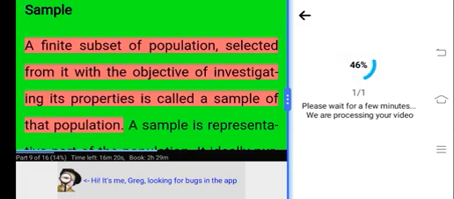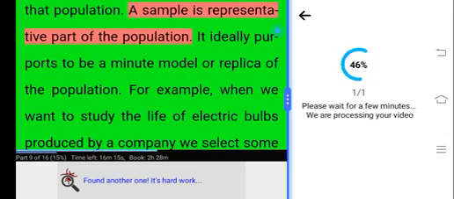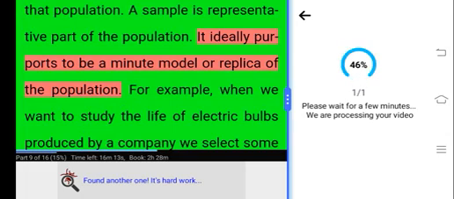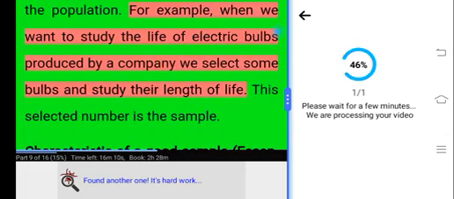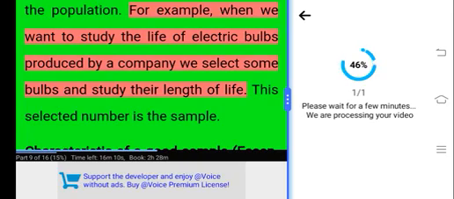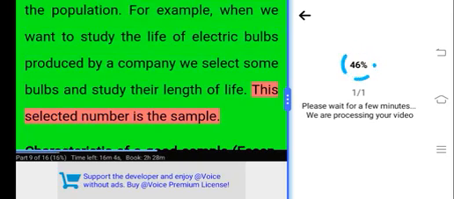Sample. A finite subset of a population, selected from it with the objective of investigating its properties, is called a sample of that population. A sample is a representative part of the population. It ideally purports to be a minute model or replica of the population. For example, when we want to study the life of electric bulbs produced by a company, we select some bulbs and study their length of life. This selected number is the sample.